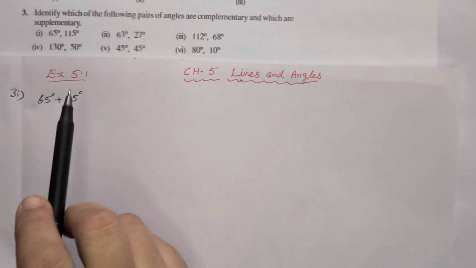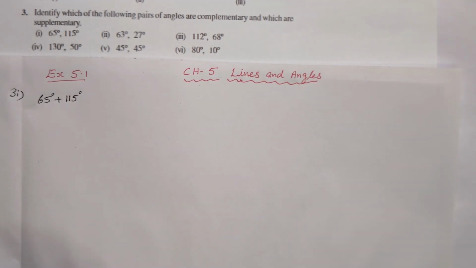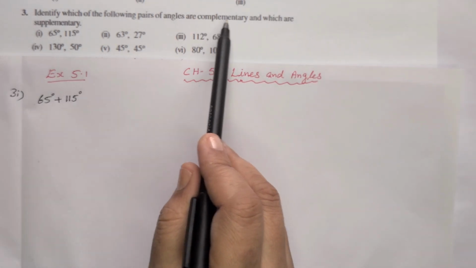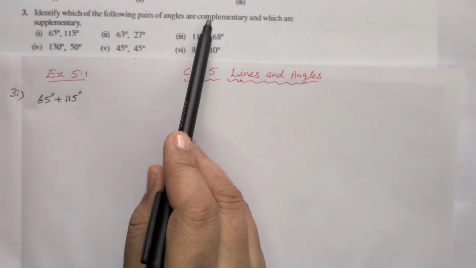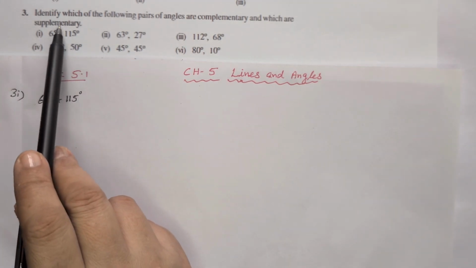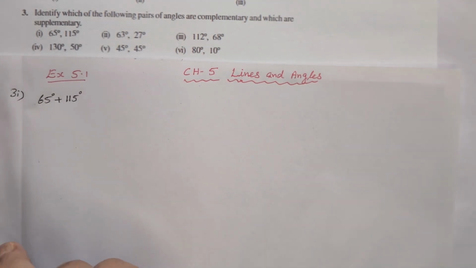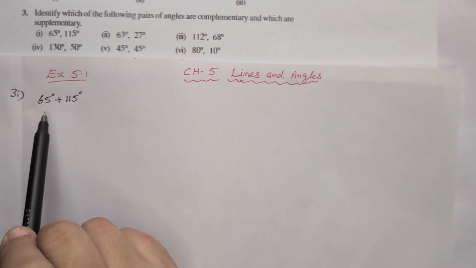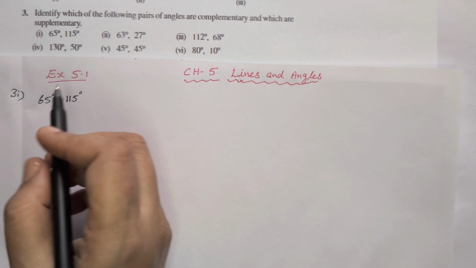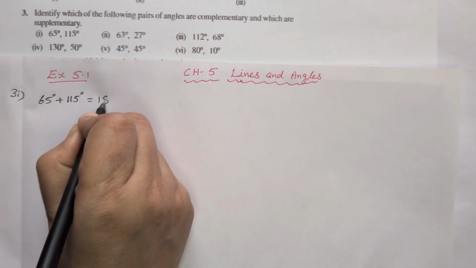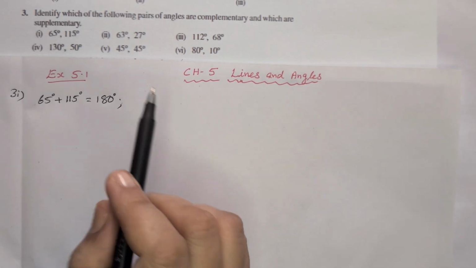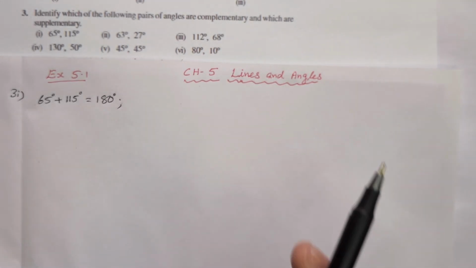Question number 3. Identify which of the following pairs of angles are complementary and which are supplementary. Complementary means if the sum of two angles is equal to 90 degrees. If the sum of two angles is equal to 180 degrees, we can write that as supplementary. So first one, 65 plus 115. The sum of these two angles is equal to 180. So we can write they are supplementary angles. Similarly, we can check the rest of the angles.